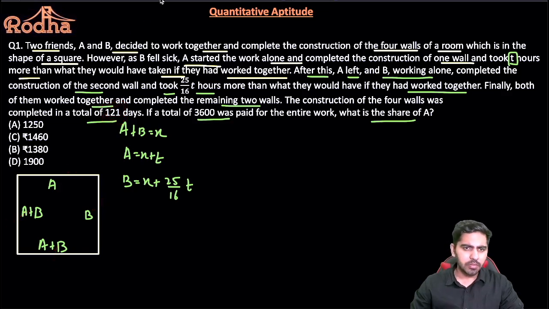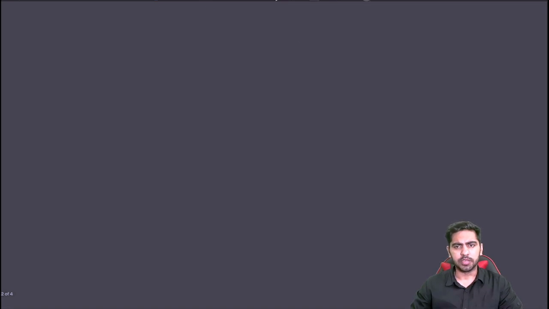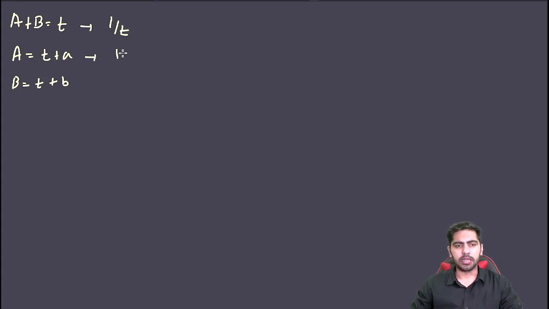Let's see. So before we start with this particular question, let's understand something very important for this question here. Let's say A plus B together they take T days to complete a work, right? Let's say A alone takes T plus A days, okay, and B alone takes T plus B days to complete the same piece of work, right? So can I say 1 day work of A and B together is nothing but 1 by T, right? 1 day work of A alone will be nothing but 1 by T plus A, and 1 day work of B alone will be nothing but 1 by T plus B.